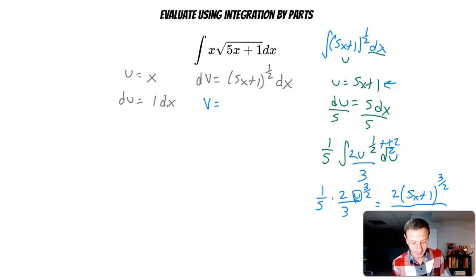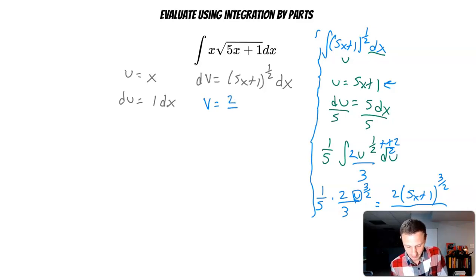After all of that, that's all of that work right here. This was all just trying to get from dv to v. So dv to v was 2 over 15, 5x plus 1 raised to the 3/2. So that is our v.